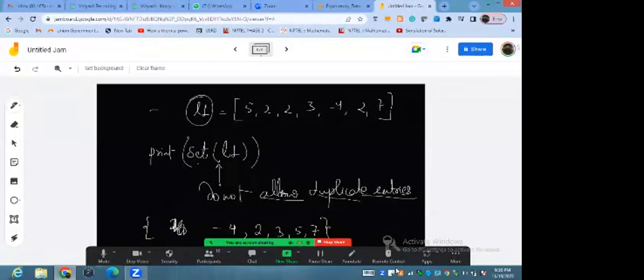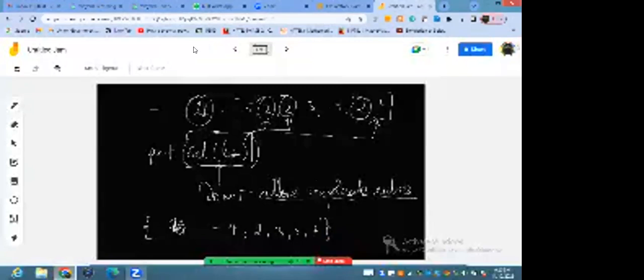So what I said: when you apply a set over your list, and a list can contain duplicate entries, it removes all the duplicates. It only keeps one entry for every duplicate. This set is one of the data structures. What does data structure mean? A structure in which data is kept.